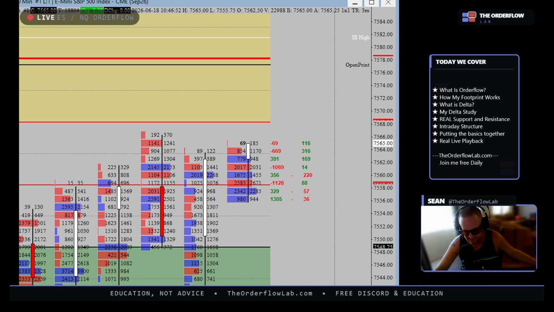19, 98, 106, 190. Look at this. 240, 290, 311, 390, 400. So look at the side-by-side delta. We're getting good bids coming in here. They're trying to find it. There's obviously some stops here through here.